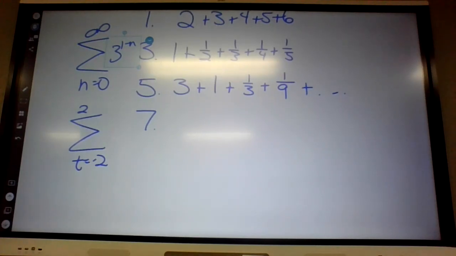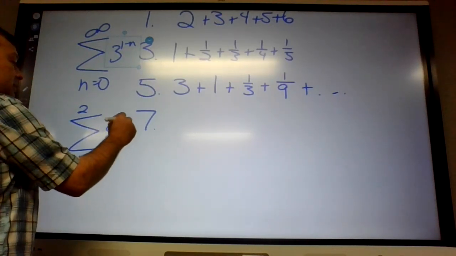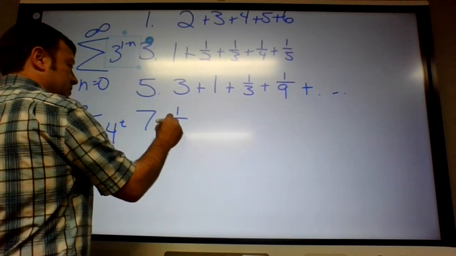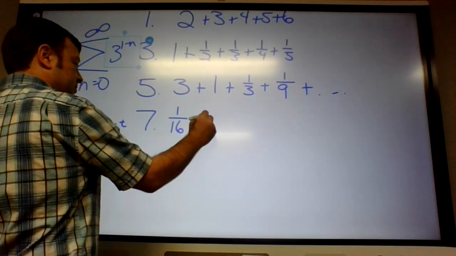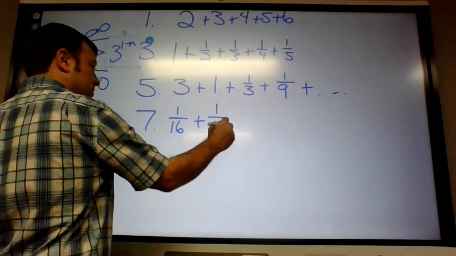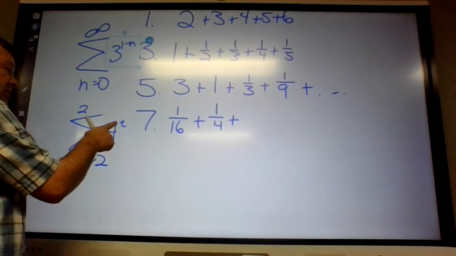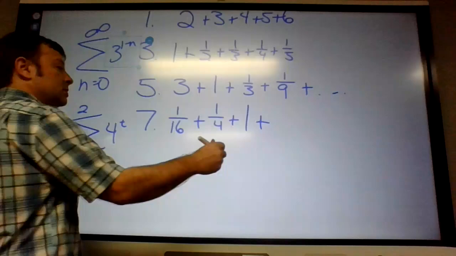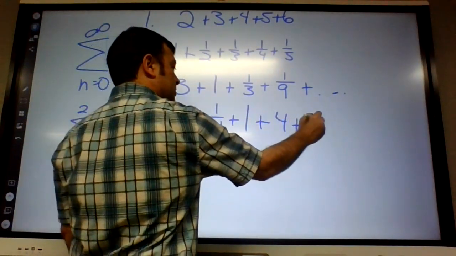And we're doing 4 to the t. Alright, 4 to the negative 2. It's like 4 squared but upside down. So it's 1/16. 4 to the negative 1. 4 to the 0. 4 to the 1. 4 to the 2.